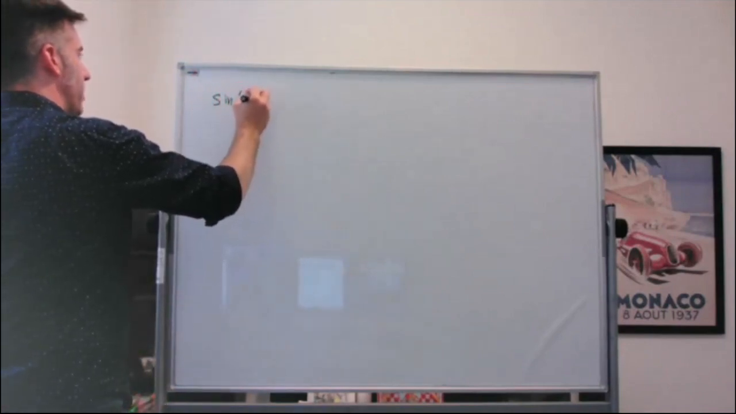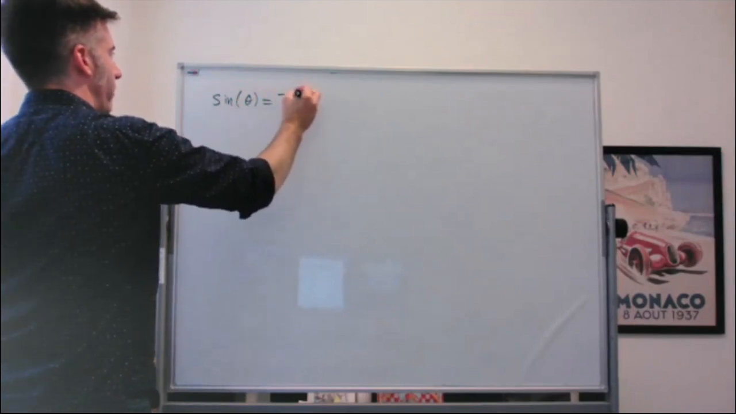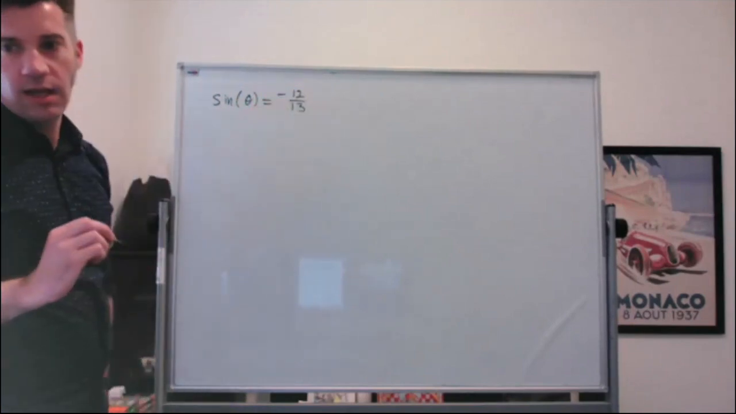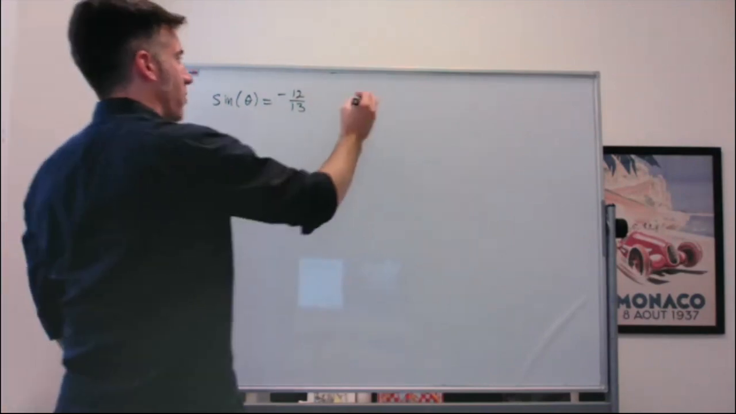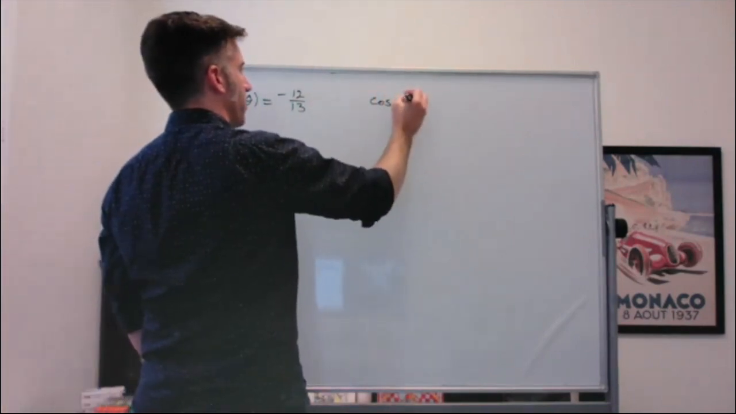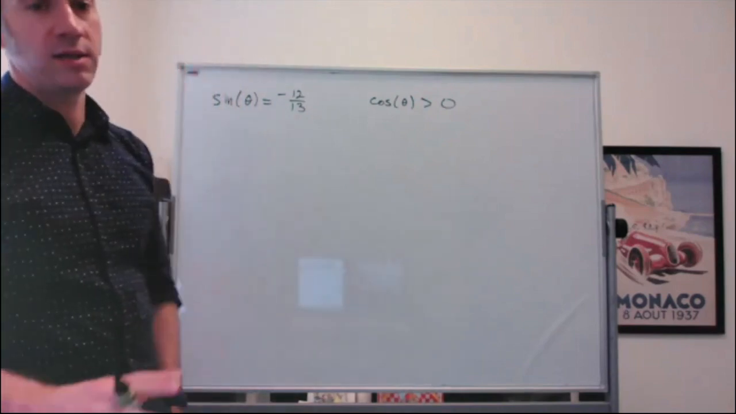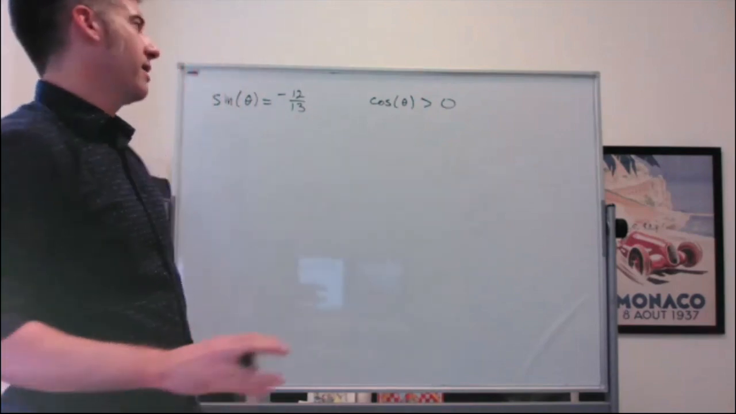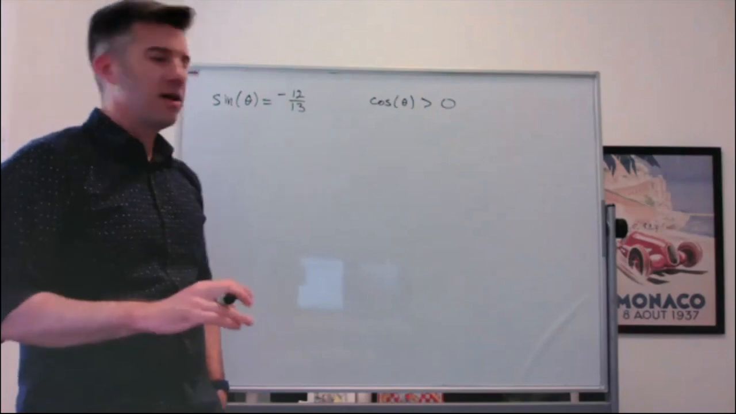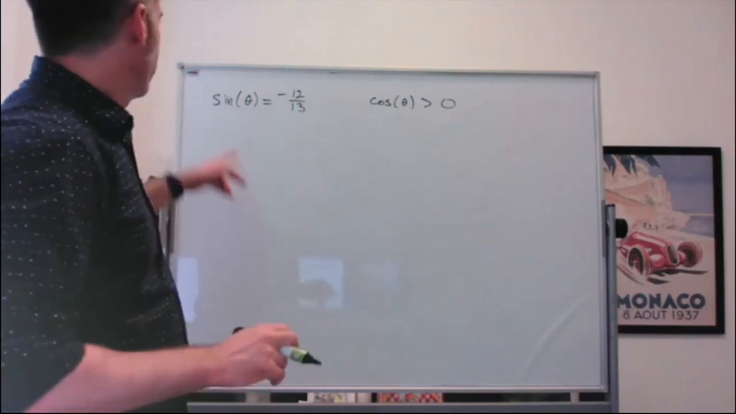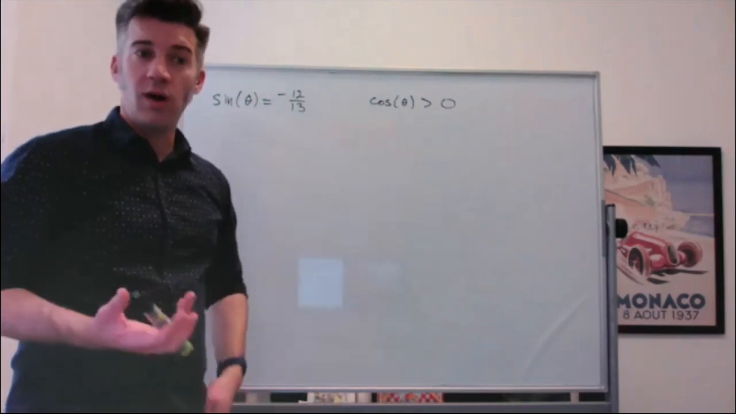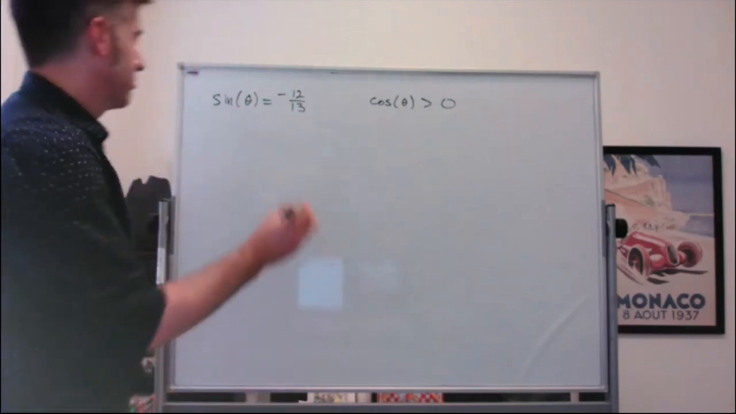Let's look at number 2. So we were given that sine of theta equals negative 12/13 and cosine of theta is greater than 0. Before I even look at the rest of the problem, let's ask anyway. Based on this information, what quadrant is theta in?